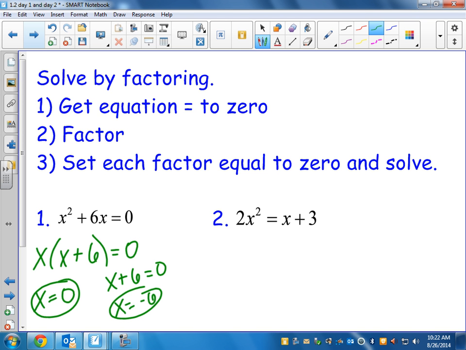What about on this one? What should I do first? Move the x and the plus 3 over. Yeah, you have to have the equation equal to 0 before you can start factoring. So I like to keep the x squared positive, especially if I'm going to factor. So I'm going to subtract x over and subtract 3 over.